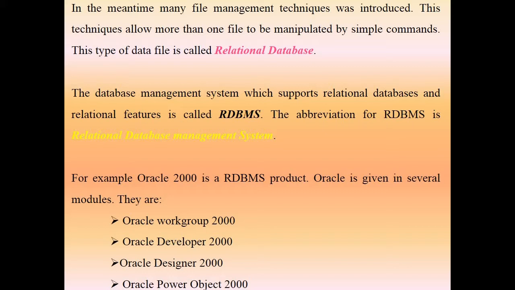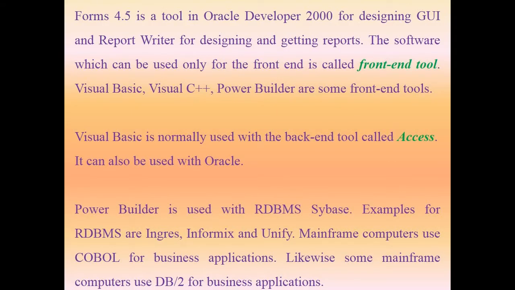Oracle is given in several modules. They are Oracle Workgroup 2000, Oracle Developer 2000, Oracle Designer 2000, Oracle Power Object 2000. Forms 4.5 is a tool in Oracle Developer 2000 for designing GUI, and Report Writer is a tool for designing and getting reports. The software which can be used only for the front end is called Front End Tool.